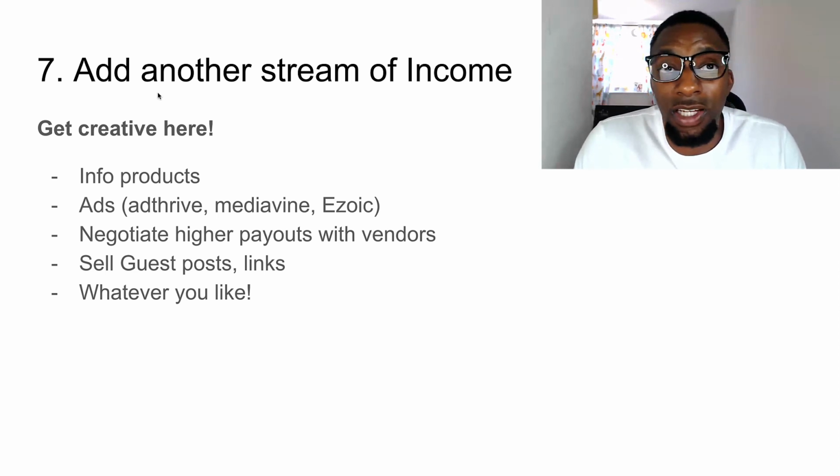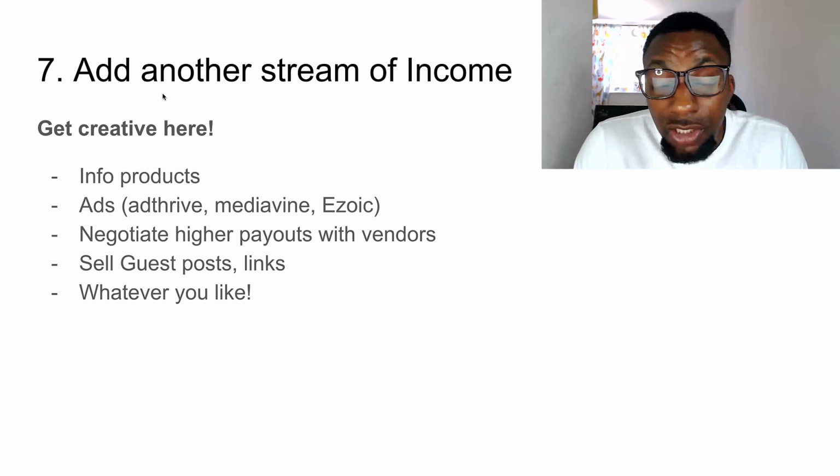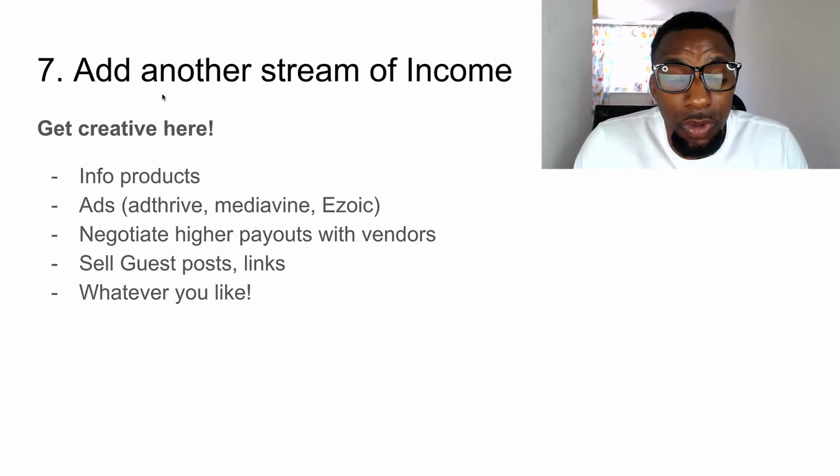And then negotiate higher payouts with vendors. So if you're promoting a specific affiliate product and you're getting a certain set income from it, then go and reach out to your vendor and see if they can give you a better payout commission for your sales. Especially if you're bringing them consistent sales, they're probably going to be a lot more open to that than someone who isn't.